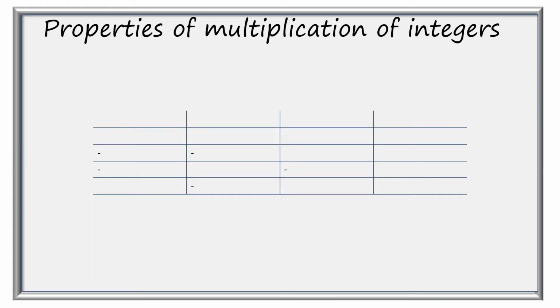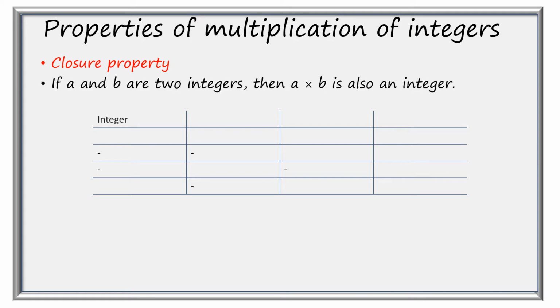Today's topic is properties of multiplication and division of integers. At first we will see what the properties are in case of multiplication of integers. The first property we will discuss is the closure property. Closure property says if a and b are two integers, then a multiply b is also an integer.